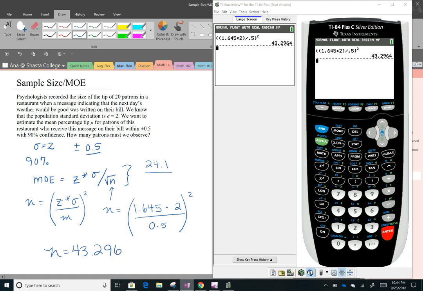But remember, I said we always have to round up. So I need 44 people in my survey or my sample in order to get my margin of error within plus or minus 0.5 with 90% confidence.